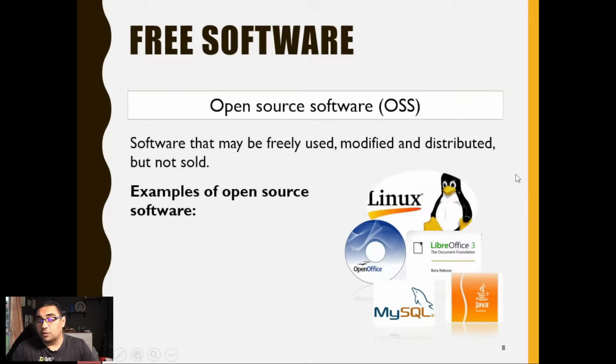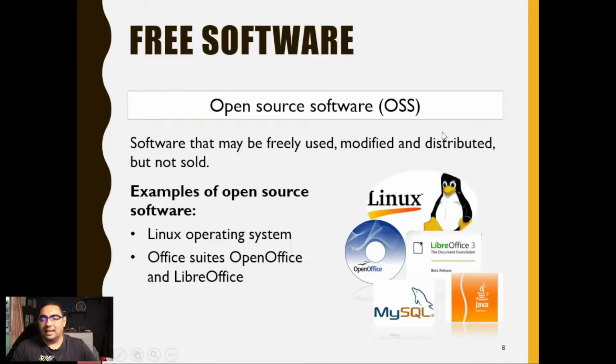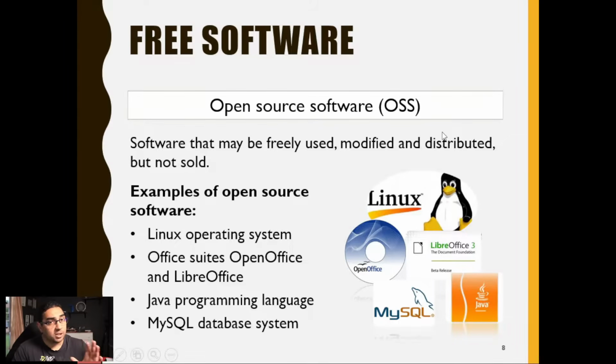And then we had open source software. We're talking about software that we can download for free, use, and modify. Modify is the key term here. Okay, so we can modify that as well. You have examples like Linux, LibreOffice, and Java programming. So those are just a few.